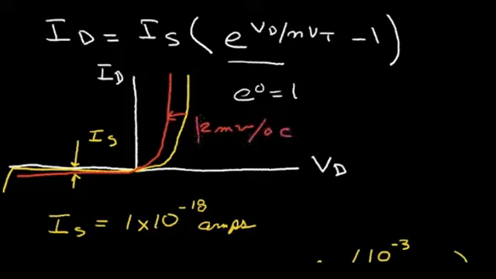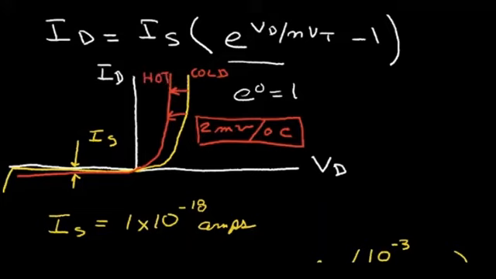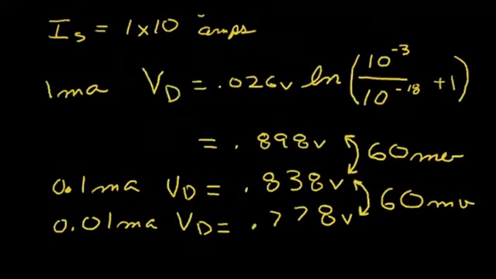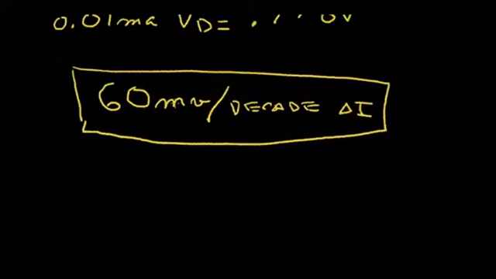So this is a good number, or good rule of thumb to remember. So as our temperature increases, the drop across the diode decreases. So this is cold, and this is hot over here. One thing I should point out, the 60 millivolts per decade is the change in drop across the diode.